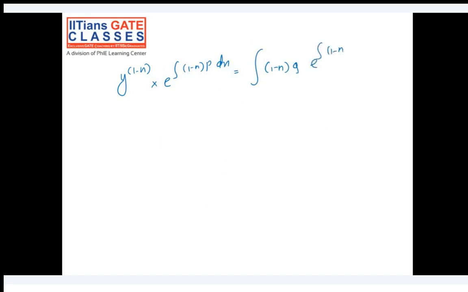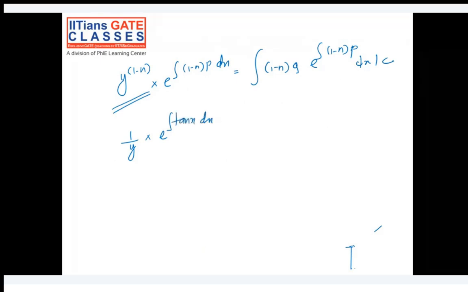So basically here also we are doing the same thing, nothing else. So what is y raised to the power 1 minus n? 1 upon y into e to the power integration of 1 minus n into p. 1 minus 2 is minus 1. P is here minus tan x. So it is integration of tan x dx. And q is here minus sec x, right? So minus minus will become plus sec x, and again integration of e to the power tan x dx plus c. So ultimately, you'll get the same thing.